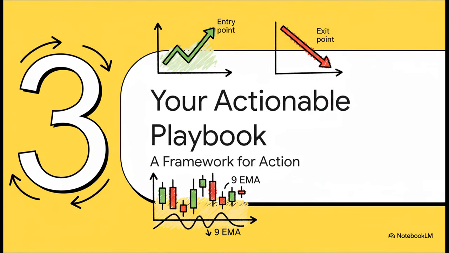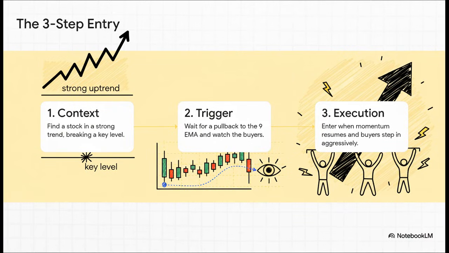So, we've got the theory, and we've seen how the pros do it, but how do we turn all this into something you can actually use? Let's build out a real, actionable playbook, not just for getting in, but just as important for getting out. It all boils down to a pretty simple 3-step process. First up, context. The stock has to already be in a strong uptrend. We're looking for a stock that's breaking a key level like its pre-market high. Second, the trigger. This is where patience comes in. You wait for it to pull back to that 9 EMA. This isn't your entry. You're just watching to see what happens. And third, execution. You only pull the trigger when you see the buyers step back in with force, confirming that the trend is ready to take off again.